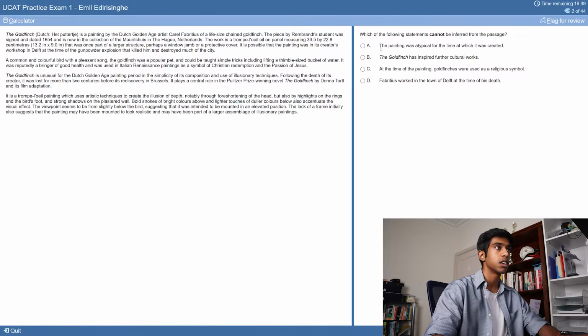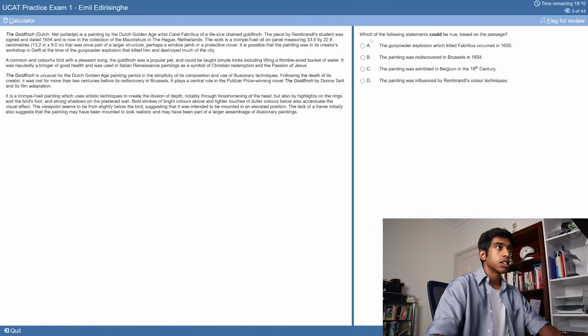Cannot be inferred from the passage. Painting was atypical for the time it was created. Yes, so it was unusual. Goldfinch inspired further cultural works. Yes, prize novel. Goldfinches were used as a religious symbol. Did see this. Here it says, goldfinch was a popular pet. Was used in Italian Renaissance paintings as a symbol of Christian redemption. So that's not the time it was created though, because this was in the Dutch Golden Age. So that's this. Could be true based on the passage.